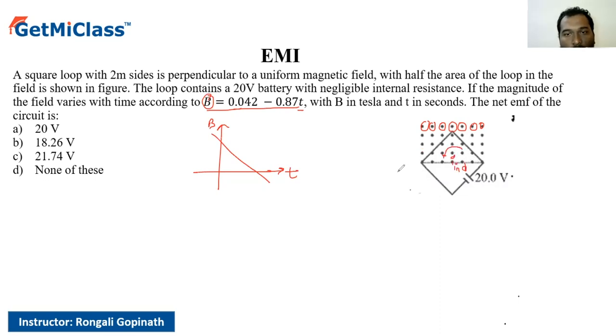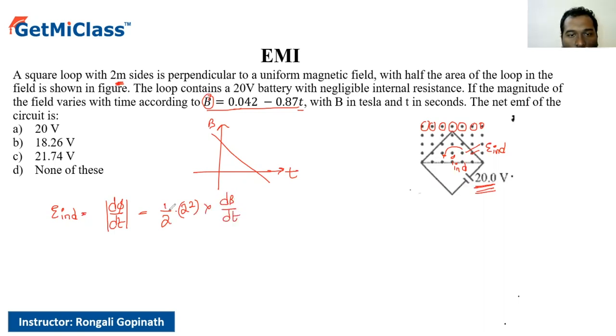I induced. So I can say that this 20 volt battery as well as the induced EMF are both in series. So let's find out what the induced EMF is. Induced EMF is the modulus of d phi by dt, right? So here the square loop has 2 meters as side length and only half of the area has the magnetic field. So it is half into 2 squared into dB by dt.